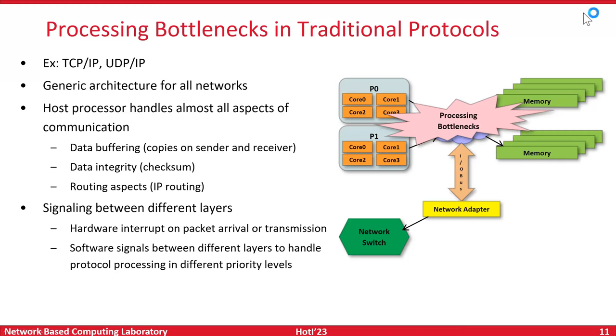If you take a look at the typical protocols in the TCP/IP stack, there are multiple layered protocols at the host processor. You need to take care of data buffering, integrity, checksum, routing. There are multiple layers, and the data moves between multiple layers, both on the sender side and on the receiver side. And once you have that, there is a lot of overhead. Even though I'm sending just 1 byte or 2 bytes, it goes through all these layers and keeps on adding overhead.